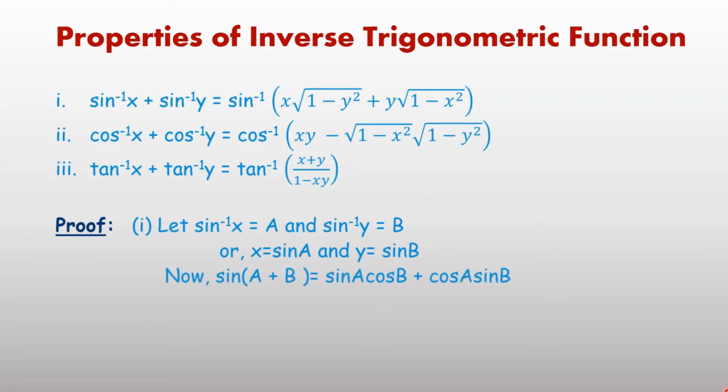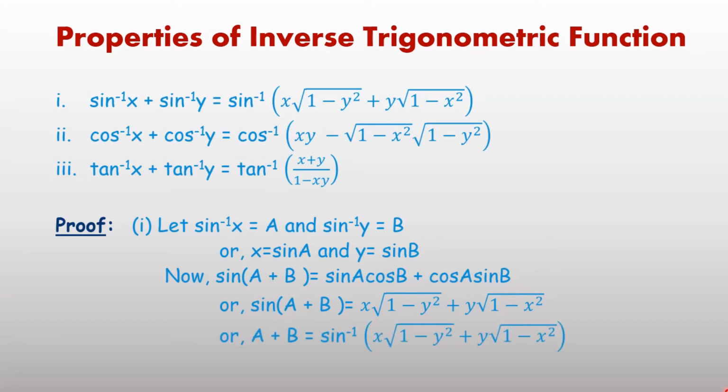Now apply the formula: sin(a + b) equals sin a cos b plus cos a sin b. In the RHS, put the values of sin a and cos b, cos a and sin b. The next step: a + b equals sin inverse; put the values of a and b, and you will get the result: sin inverse x plus sin inverse y equals sin inverse of x under root 1 minus y square plus y under root 1 minus x square.